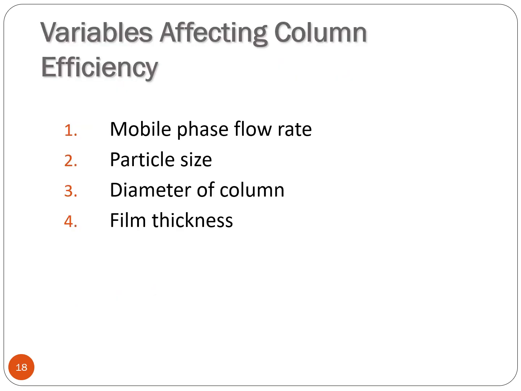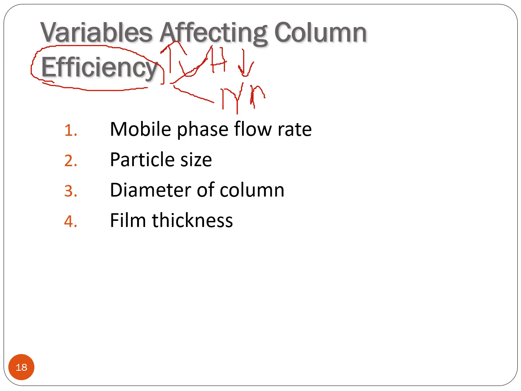Variables affecting column efficiency. Okay, there are 4 variables that can affect the column efficiency. Okay, but first remember, the efficiency of the column depends on the number of components that can be separated by the column, and it also depends on the H. H is the height of the theoretical plate, and N the number of theoretical plates. Okay, the lower the height of the theoretical plate, the higher the efficiency. The higher the number of theoretical plates, the higher the efficiency.